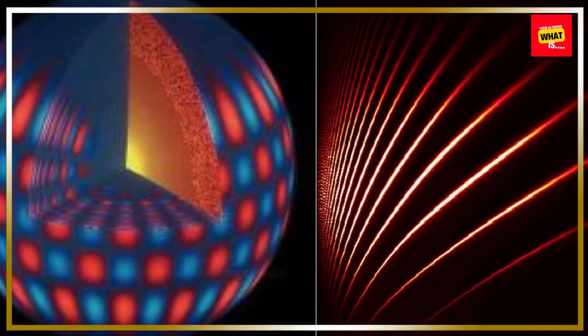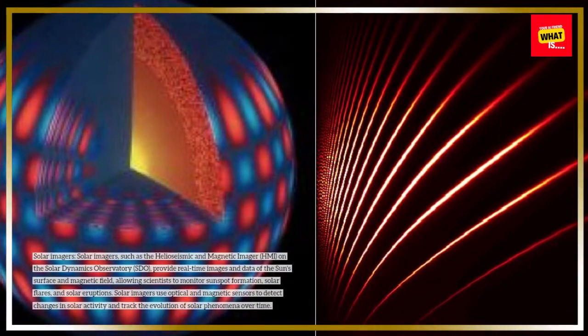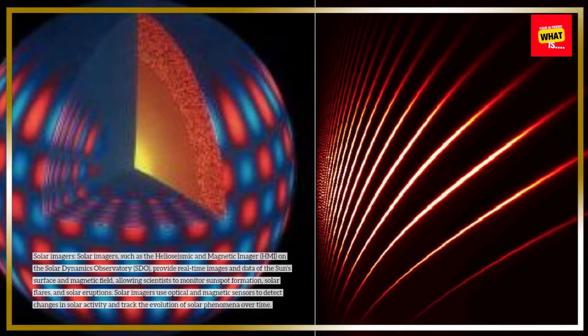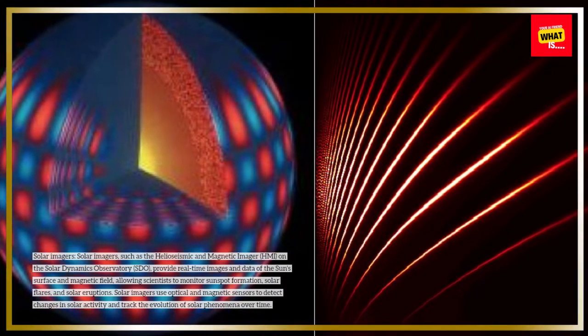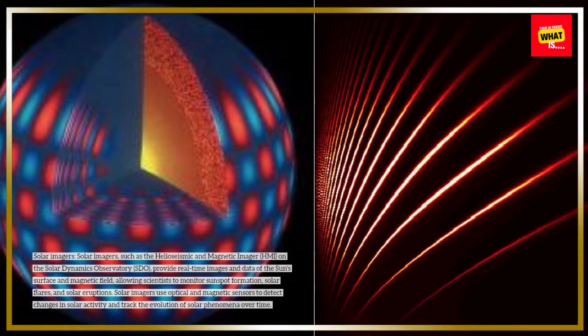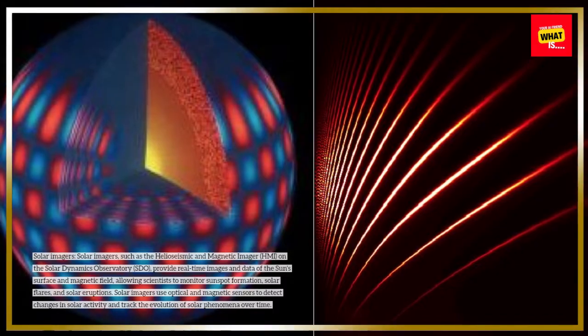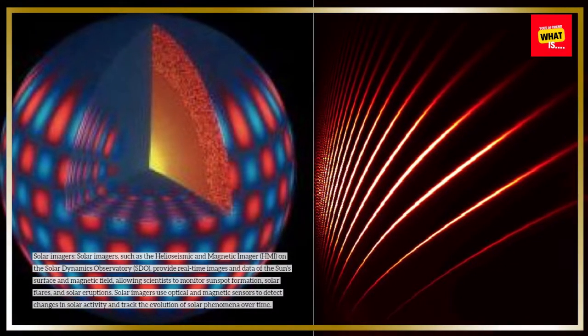Solar imagers. Solar imagers, such as the Helioseismic and Magnetic Imager (HMI) on the Solar Dynamics Observatory, provide real-time images and data of the Sun's surface and magnetic field, allowing scientists to monitor sunspot formation, solar flares, and solar eruptions. Solar imagers use optical and magnetic sensors to detect changes in solar activity and track the evolution of solar phenomena over time.